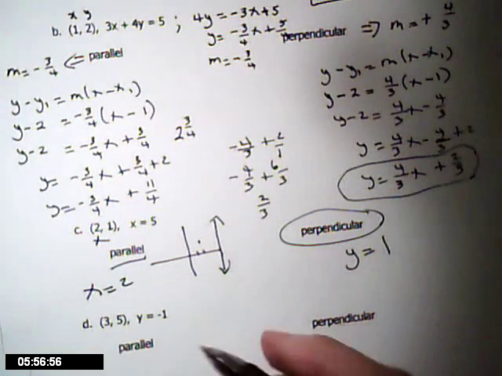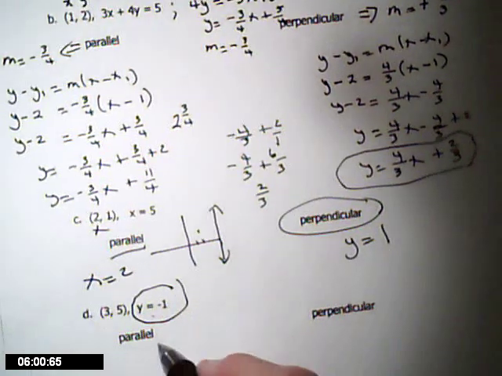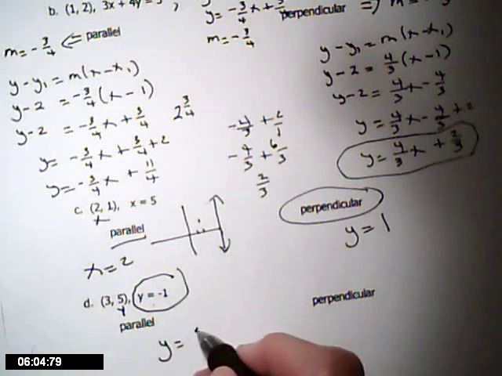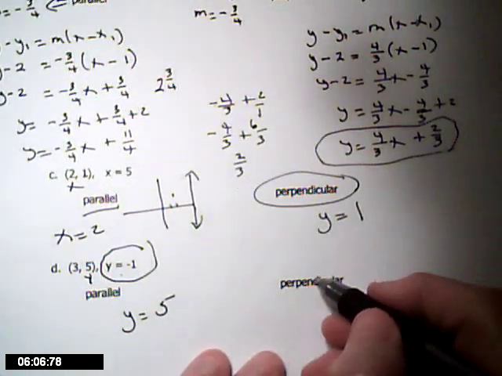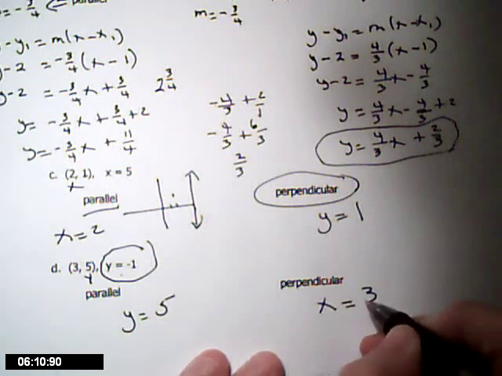1. And this one, parallel to y equals -1, it would be another y line, and my y is 5. If it's perpendicular to y, it's going to be x, and that would be x equals 3.